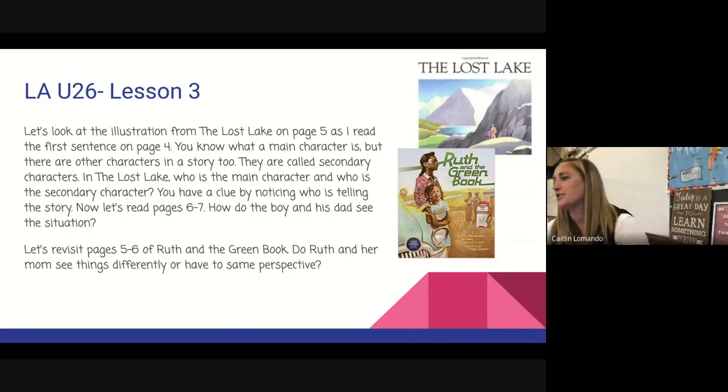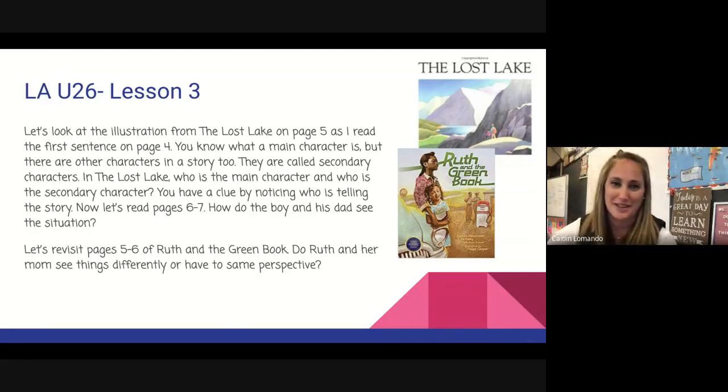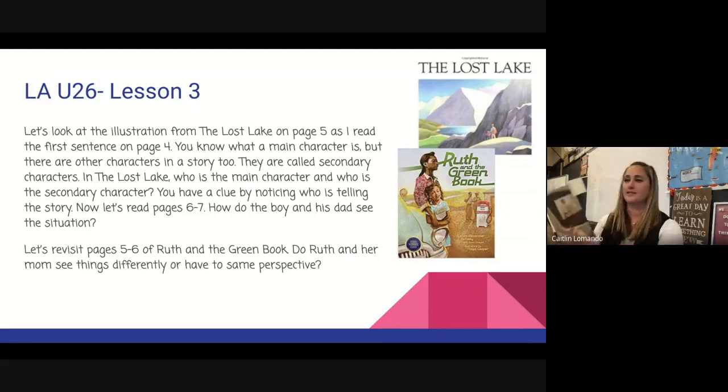Now let's look at Ruth in the Green Book. This is a book that always gets me so much. Let's revisit pages 5 to 6. Oops, sorry. Let me get where I'm going here. Okay, here's pages 5 to 6.